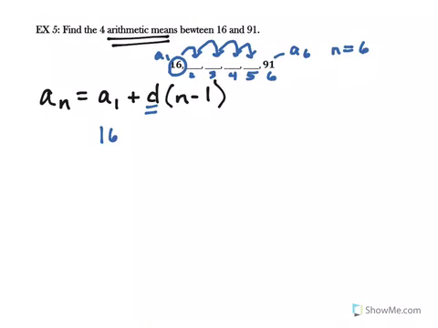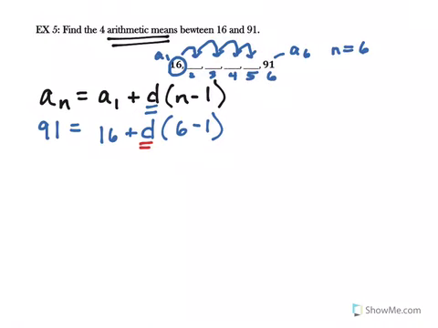So a sub n is now going to be a sub 6, or 91, when n is equal to 6, and plug in 6 for n. So now we have a formula with only one variable, and we can just use algebra to solve for that, rearrange our equation, use order of operations.